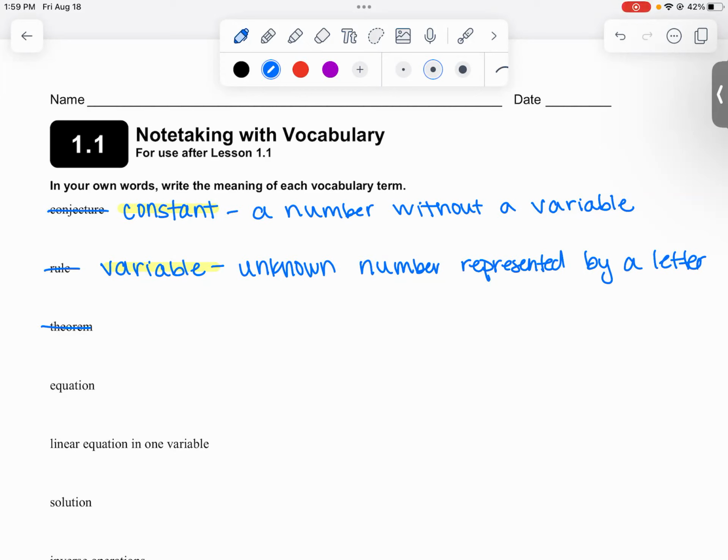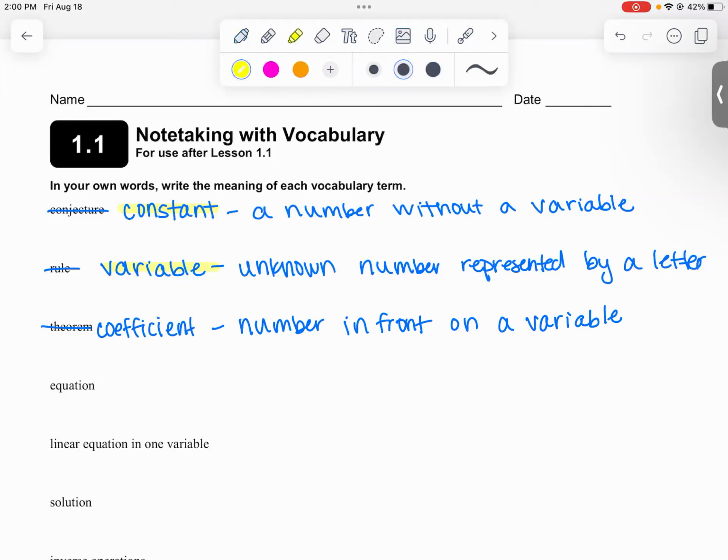Okay. What do we call the number in front of a variable? Carrie? Coefficient. Yes. What page do you find that on?